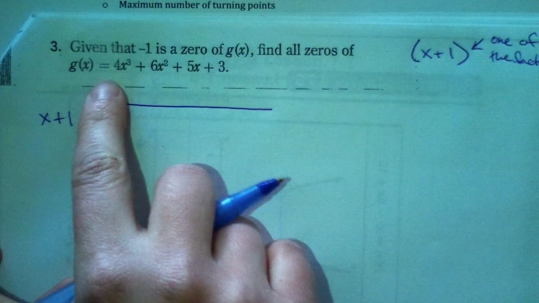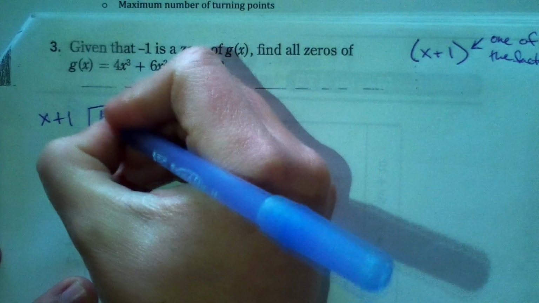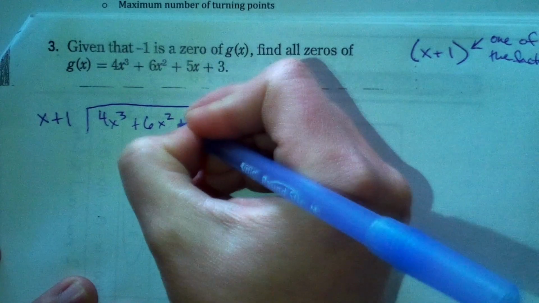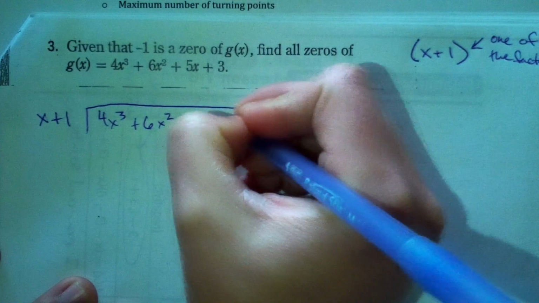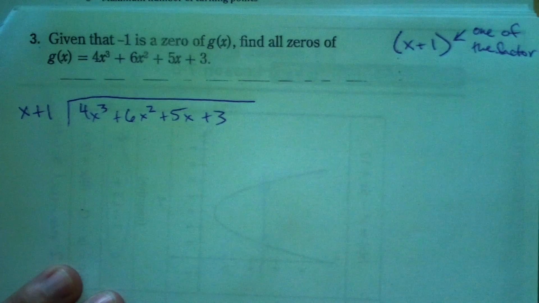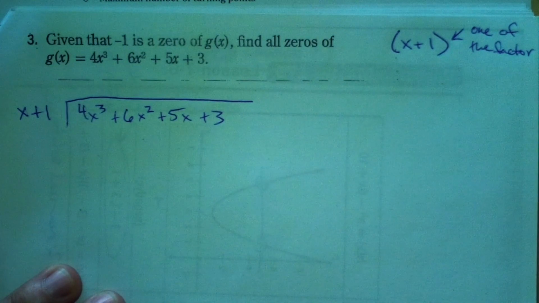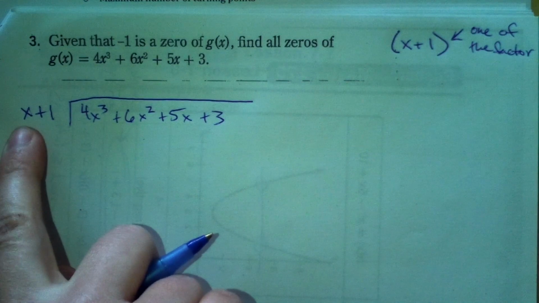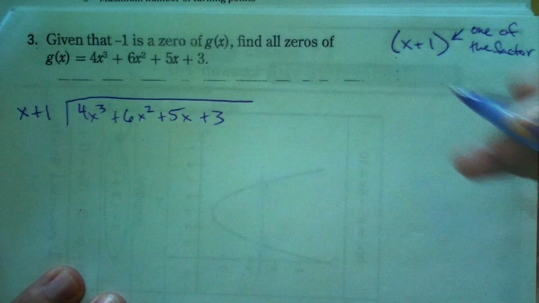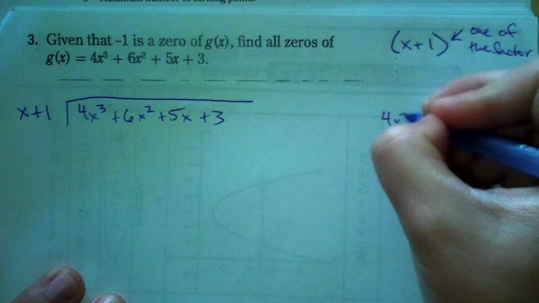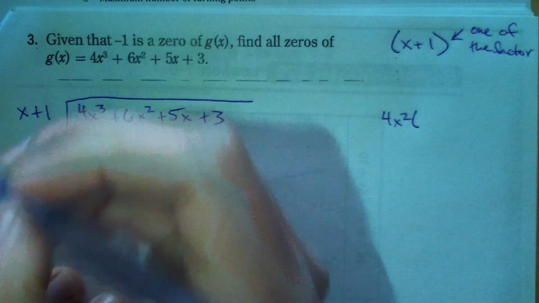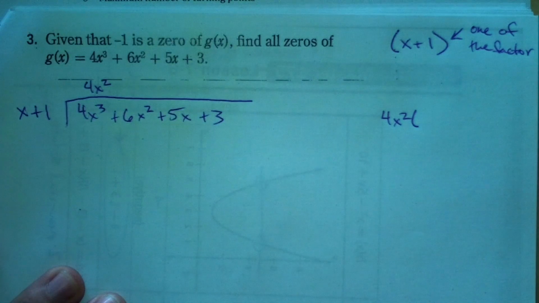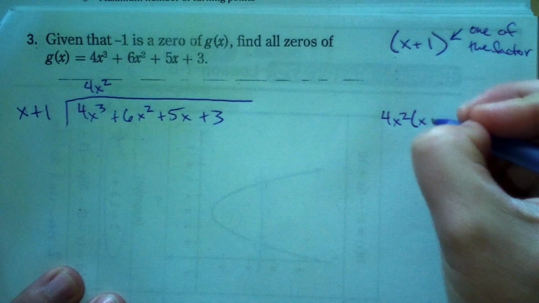So then what that does for us is that tells us that this function here, so I'll draw a line here, g of x is equal to 4x to the third plus 6x squared plus 5x plus 3, is the same as us factoring out that x plus 1, because we knew that from the beginning, they told us that, times whatever we got for our long division, because it's like undoing our multiplication. So 4x squared plus 2x plus 3.